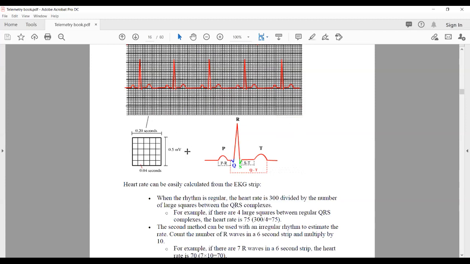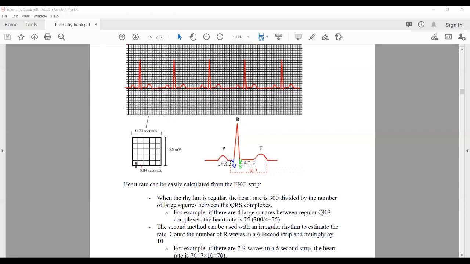So the first thing that you need to do is understand how to read the grid. Okay, this just looks like graph paper, and it is. It's just basic graph paper. But if you take a look in the corner over here, you'll see that we have a box. This is called a large box. And each of the large boxes is composed of five small boxes.